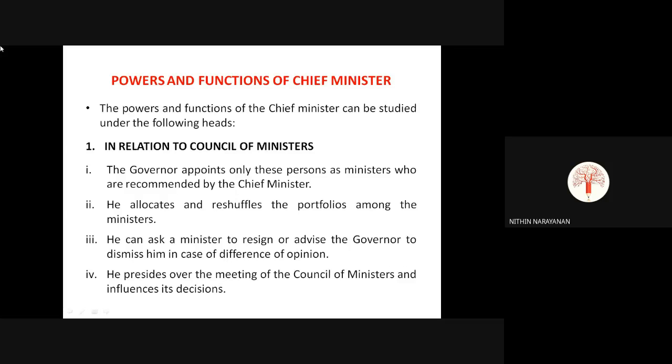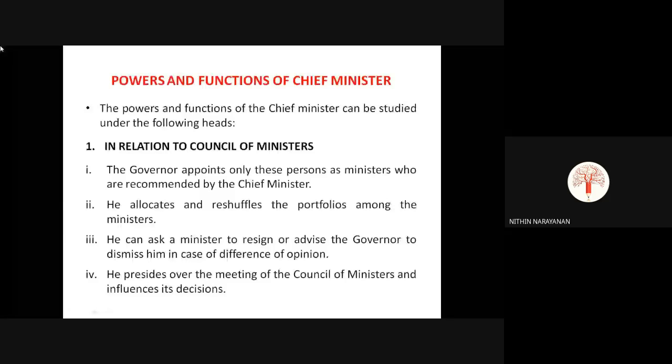But before the decision is taken by the chief minister, they hold all-party meetings and so on. But the member who has to take the decision is the chief minister. Okay. You can ask a minister to resign or advise the governor to dismiss him in case of difference of opinion. So if there is any difference of opinion put forward by any minister in the council, the chief minister can ask him to resign or advise the governor to dismiss that particular minister in case of such a difference of opinion.